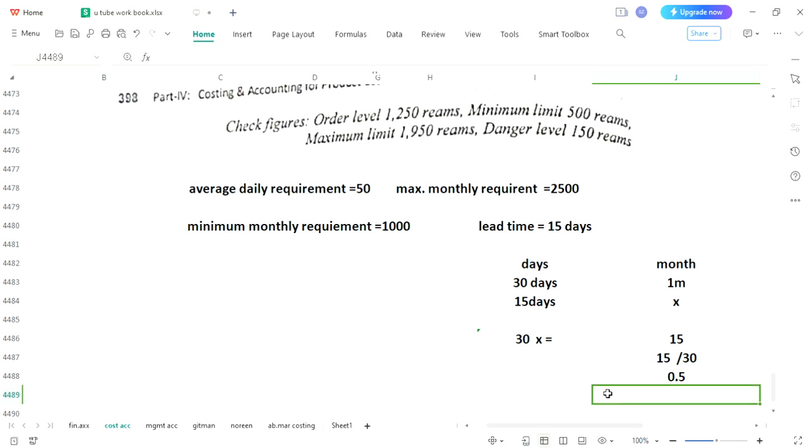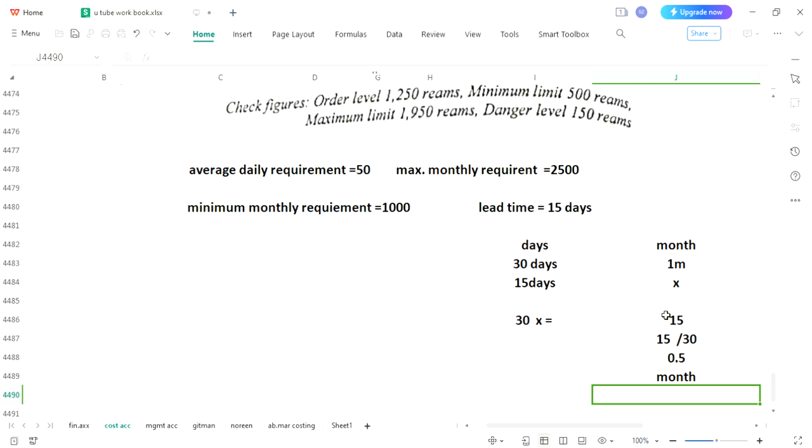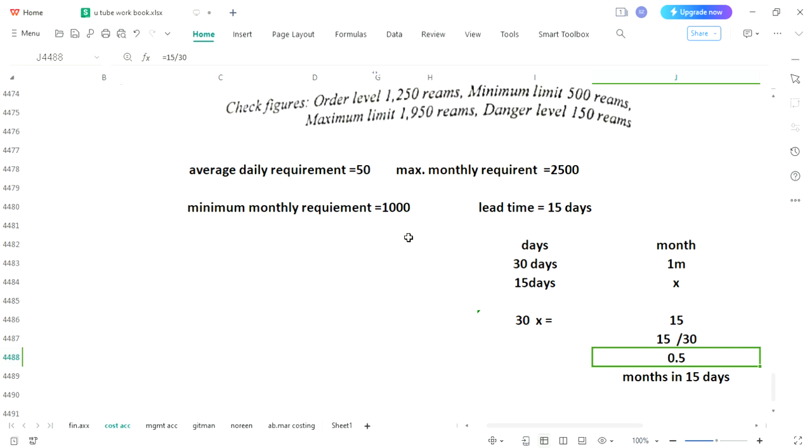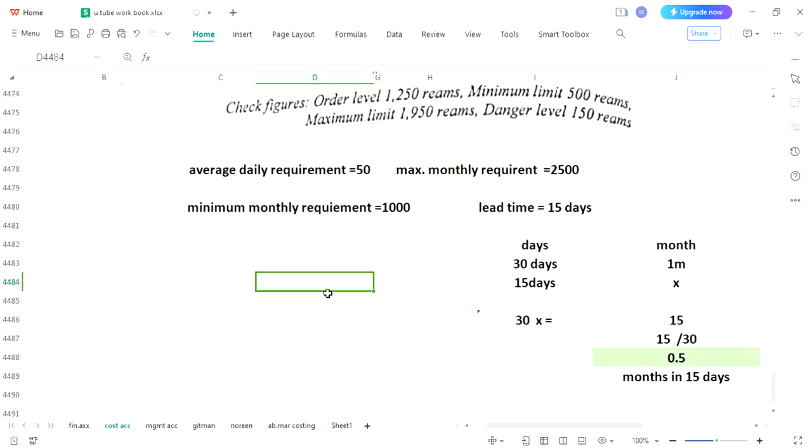What is it? Kindly focus upon the question again. 30 days are present in 1 month. In 15 days, how many months? So this is 0.5 months, and collectively we can say 0.5 months in 15 days. So we have got our answer. This was very important. We will now be using 0.5 as our time required for normal supplies.